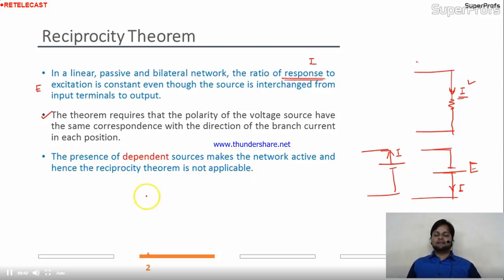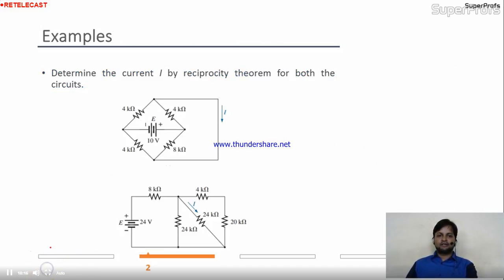Hence, the reciprocity theorem is not applicable. So friends, remember, the reciprocity theorem is not applicable while we are having a dependent source in the circuit. If we are having dependent sources in the circuit, we can't apply the reciprocity theorem. Why? Because the reciprocity theorem is only applicable for the passive network. If we are having a dependent source, it makes the circuit active. Is it okay for you? Okay. Come to the problems now.